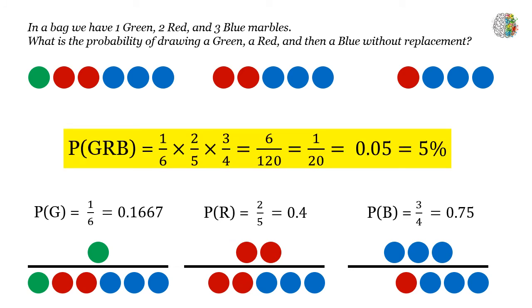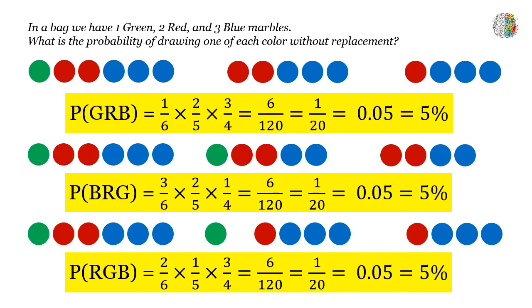To get that probability, I'm going to multiply each of those ratios by each other. That's going to give me a probability of 1 out of 20, which is a 5% probability that I will be able to draw 1 of each of those colors without replacing the marbles.